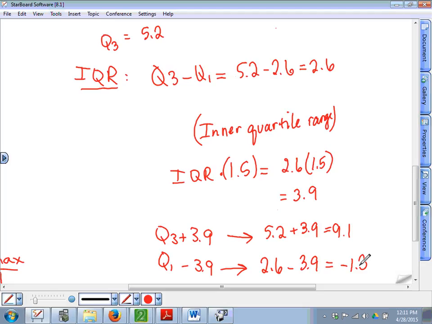So let's go through the process again. The first step was to find the IQR. It's Q3 minus Q1. That gave us 2.6. You take that and you always multiply it by 1.5. You take that value, you add it to Q3, you subtract from Q1. That sets your boundaries. Any number outside of that boundary would be an outlier.